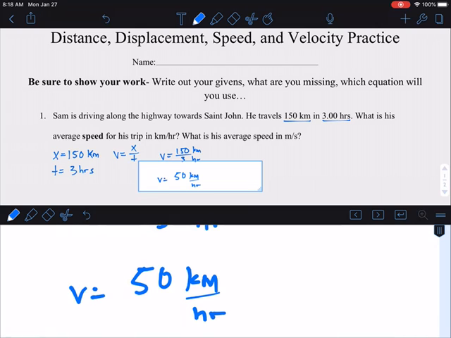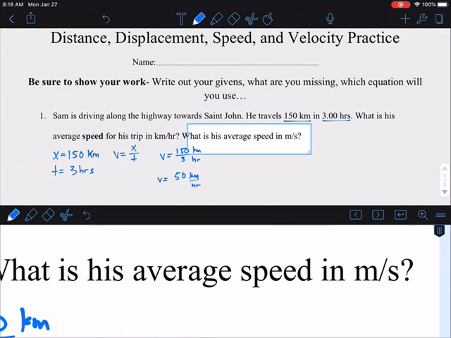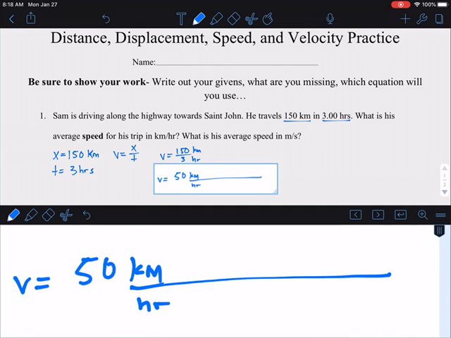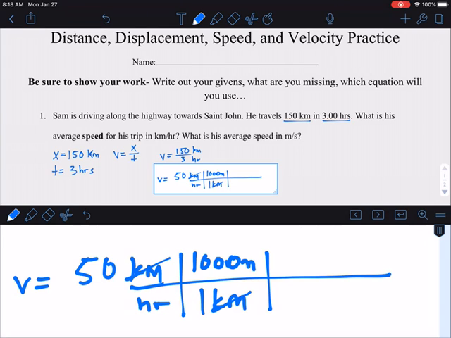So that's part A. Part B, what is his average speed in meters per second? So I've got to convert from kilometers per hour to meters per second. I know that there are 1,000 meters in 1 kilometer. I put kilometers on the bottom to cancel those out. Now I've got meters on top, which is what I want.